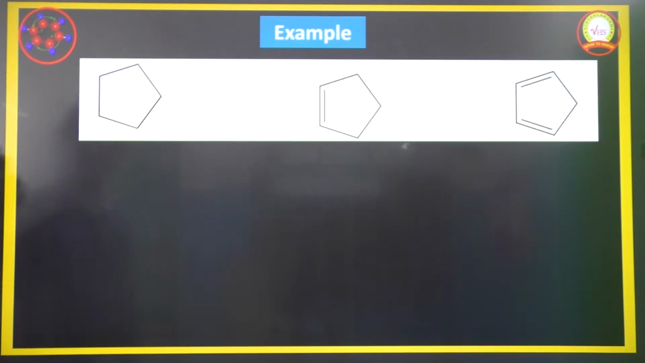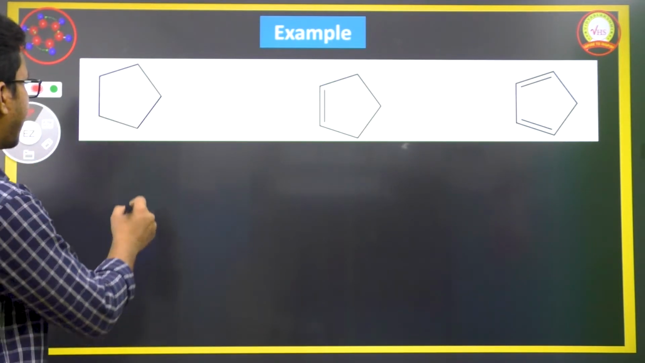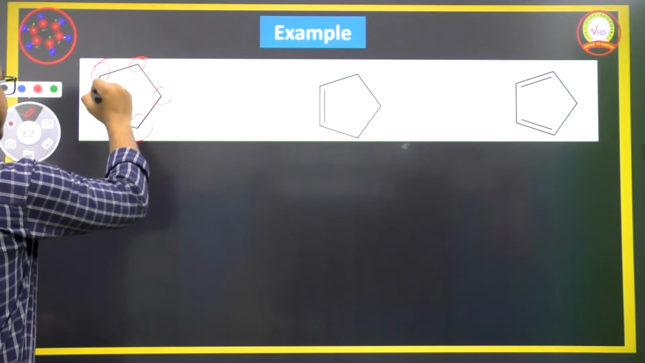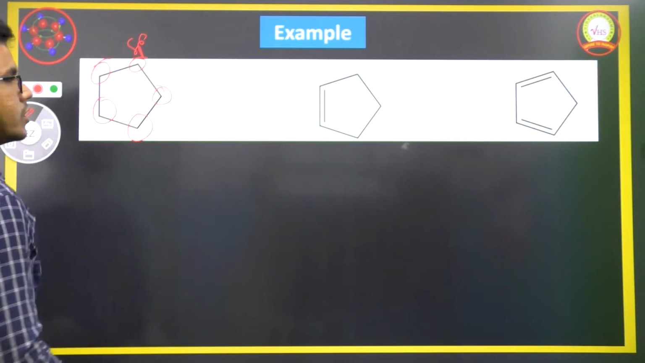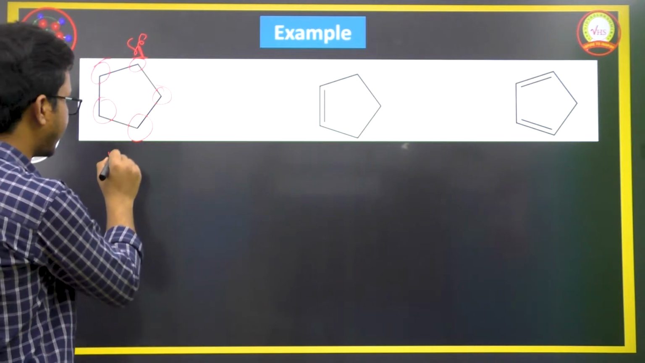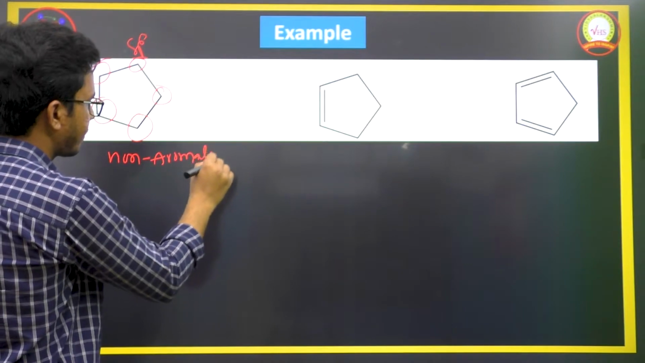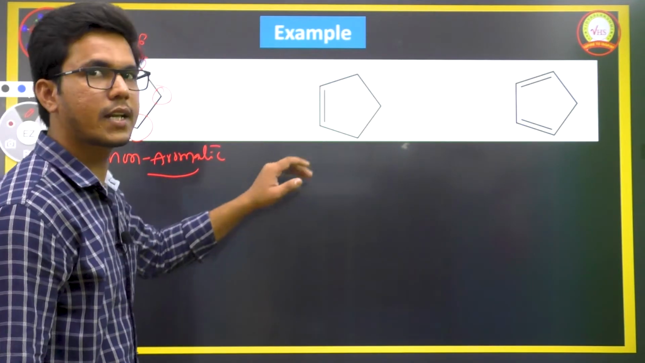Okay, then let us see some other examples now. Let us see these examples right here. What is the first one? Cyclohexane is there. In cyclohexane itself, all carbons are sp3 hybridized. sp3 hybridized means it is non-planar. Non-planar means non-aromatic.